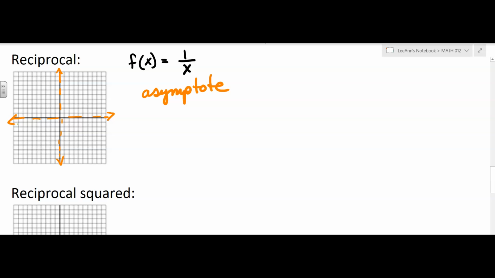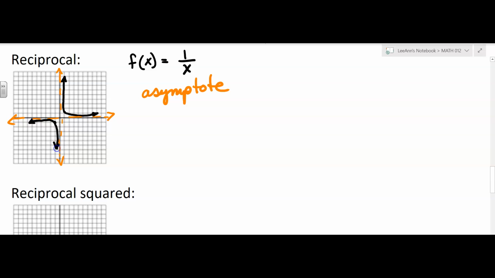Now, if you choose values and make a table of values, it's going to be going like this in the first quadrant. And it's going to run toward those asymptotes. In the third quadrant, you're going to get a similar thing.